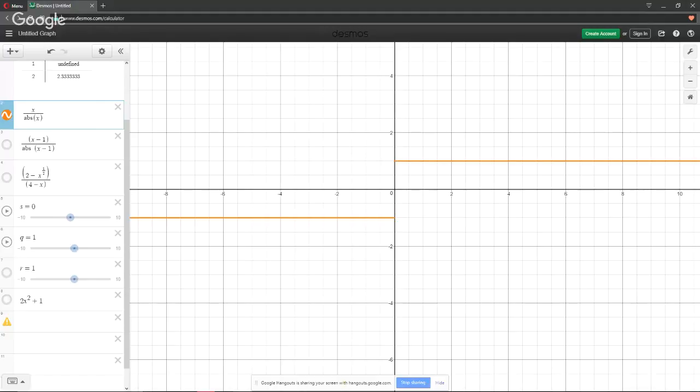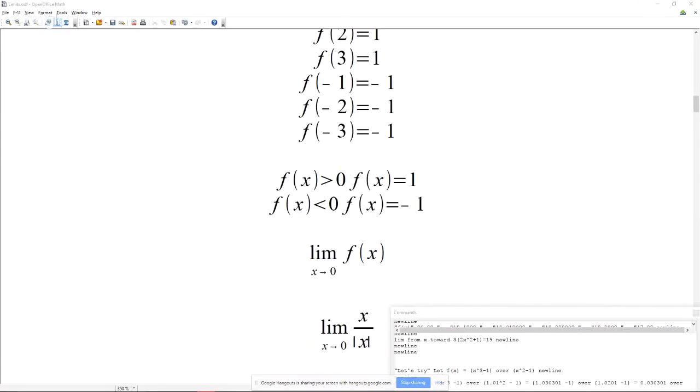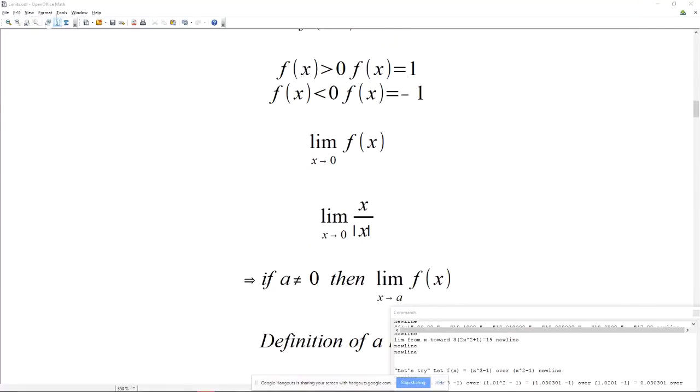So any positive value for x, which is to the right of the origin, is going to give me a +1, which is this value of y right here. Any value to the left of the origin is going to give me a negative value of y, which is -1. So down here. We can say that we can take the limit as it approaches 0 for this function if and only if a is not 0.